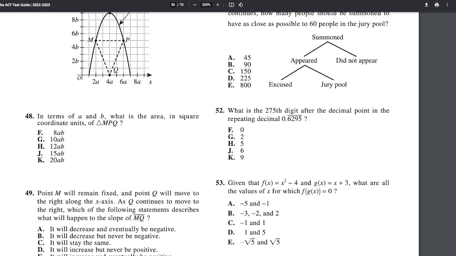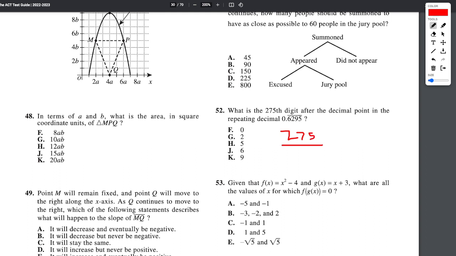52. What is the 275th digit after the decimal point in the repeating decimal? Some of you might think, okay, 275, let's say we divided it by 5, it ran for 5 times. Well, here's what you're supposed to do. Take 275 and divide by the number of repeating digits. That's 1, 2, 3, 4. So do 275 divided by 4. That's 68.75. So this is going to go 68.75 complete times.